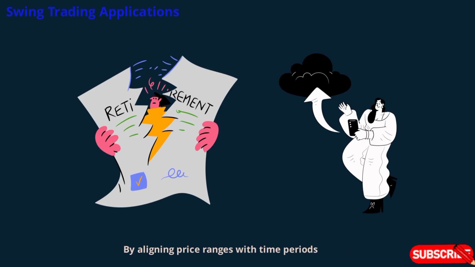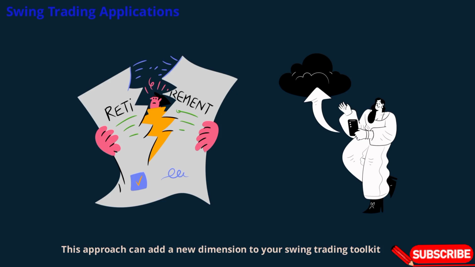By aligning price ranges with time periods, swing traders can better time their entries and exits and avoid getting caught in false signals. This approach can add a new dimension to your swing trading toolkit.